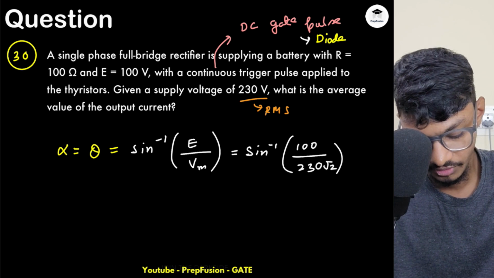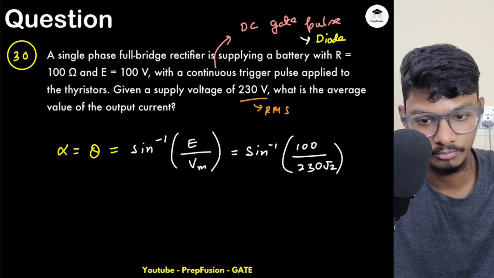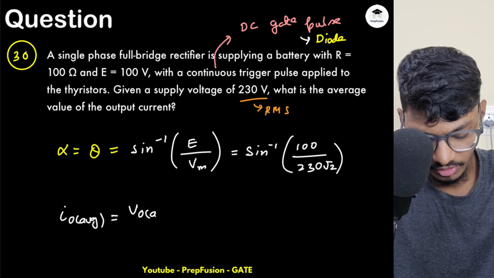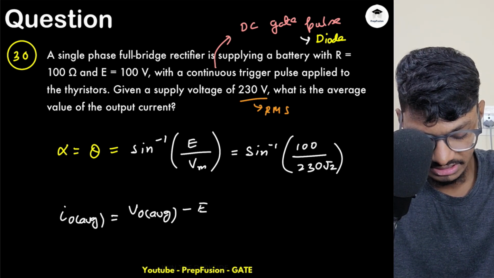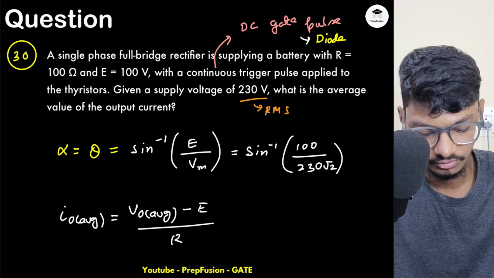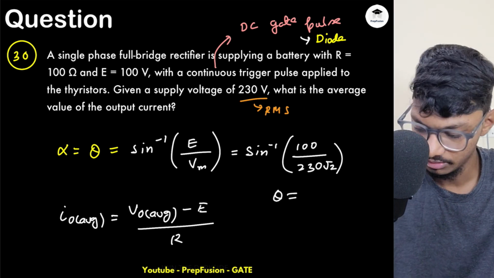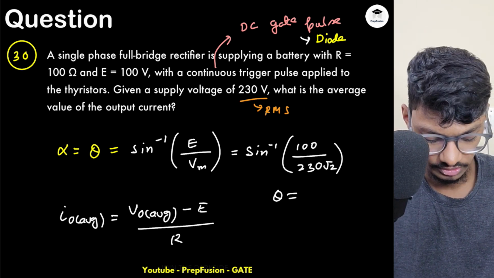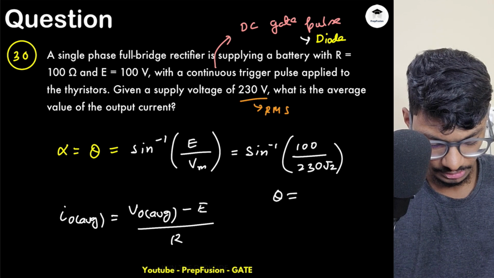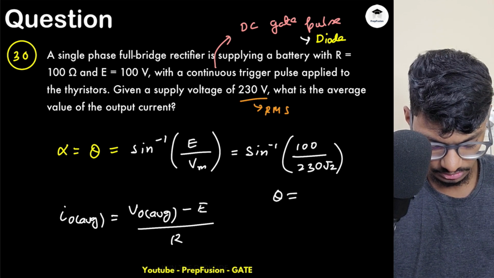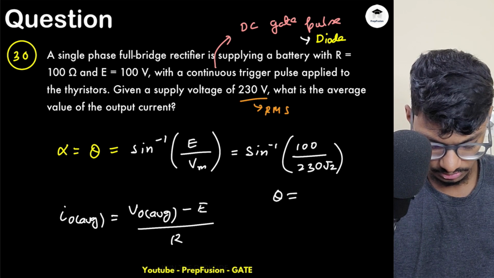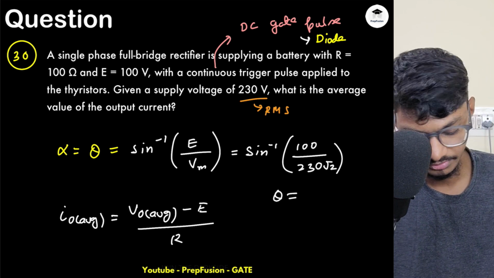Okay. So basically we have to compute the average output current. For that, what is IO average? IO average is VO average minus E, divided by R. So I have to compute VO average for that. So what is theta we get from here? Theta, if I just compute this real quick, is 100 divided by 230 into root 2, and the sine inverse of that.